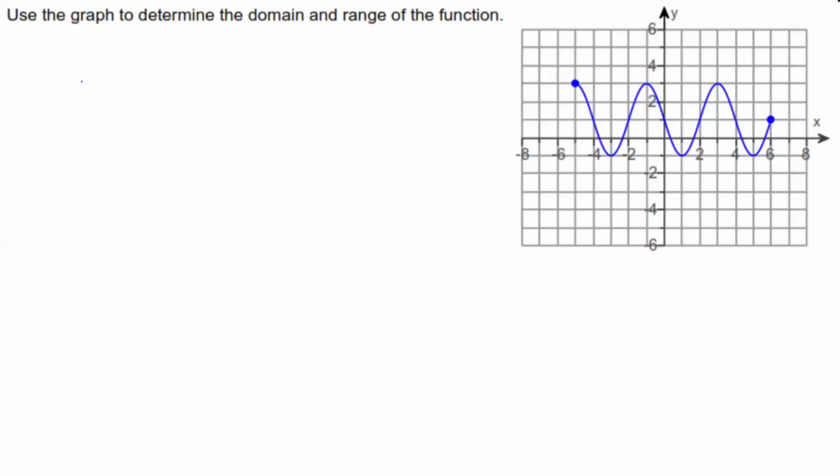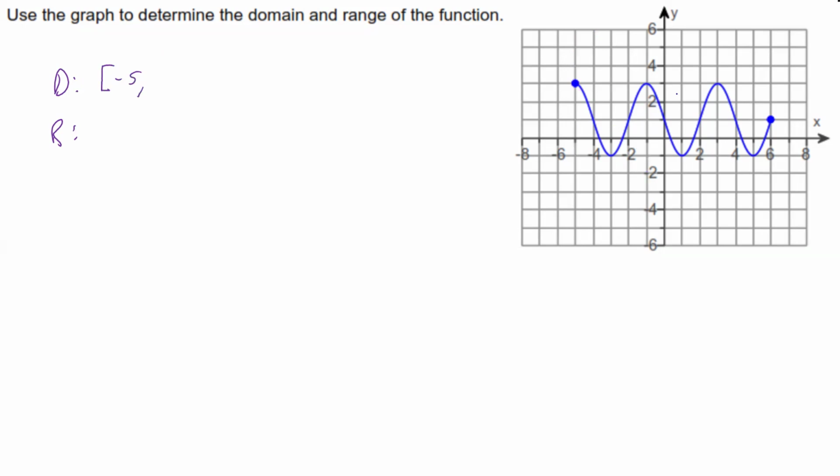All right, so here again, we're supposed to determine the domain and the range of the function. So domain and range. Well, domain are x's. So if we look here, the leftmost x is going to be right here, and that's going to be at -5. It's a closed circle, so it's going to include it. So we're going to have -5 up to.